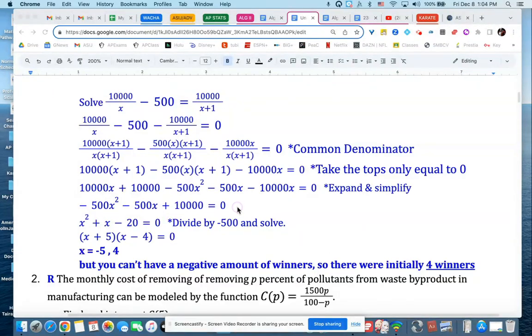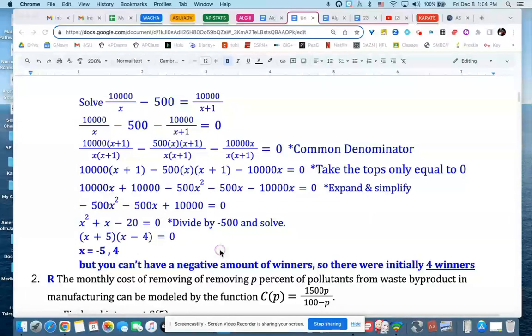The reason I can do that is because if I take 0 divided by the negative 500, it's still just going to be 0. 0 divided by any number is still just going to be 0. So it says it right here. You're dividing everything by negative 500. All right, now I got a nice, easy quadratic I can solve. Factor it first, and then you look for the x values that are going to give you 0. What's going to make this equal 0? So -5 will, and also 4 will.